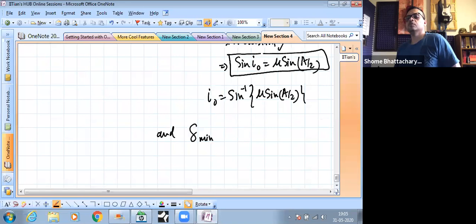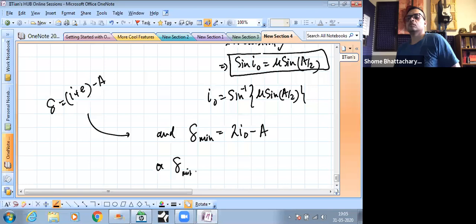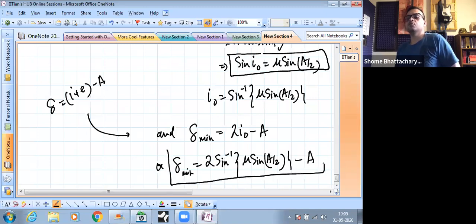Delta minimum becomes, so delta in general was I plus E minus A. That was the other formula. So we use that over here. So this becomes 2 times I naught minus A, or becomes 2 times sine inverse of mu sine A by 2 minus A. So this you can think of as a formula so-called.